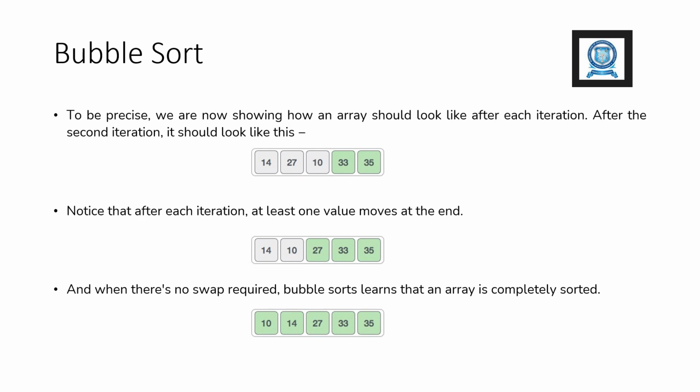To be precise, we are now showing how an array should look like after each iteration. After the second iteration, it should look like the below array. Notice that after each iteration, at least one value moves to the end. And when there is no swap required, bubble sort learns that an array is completely sorted.